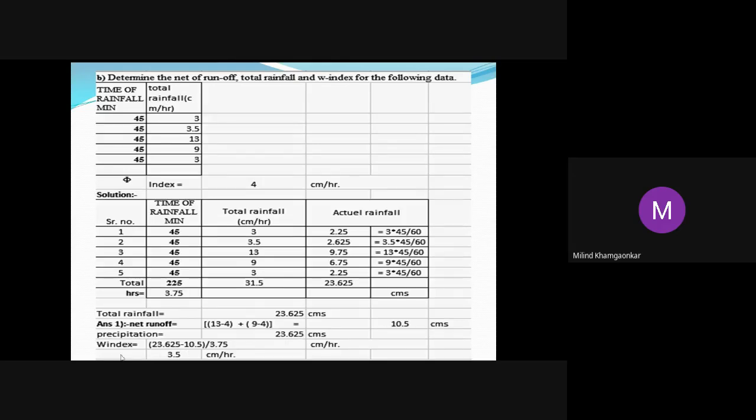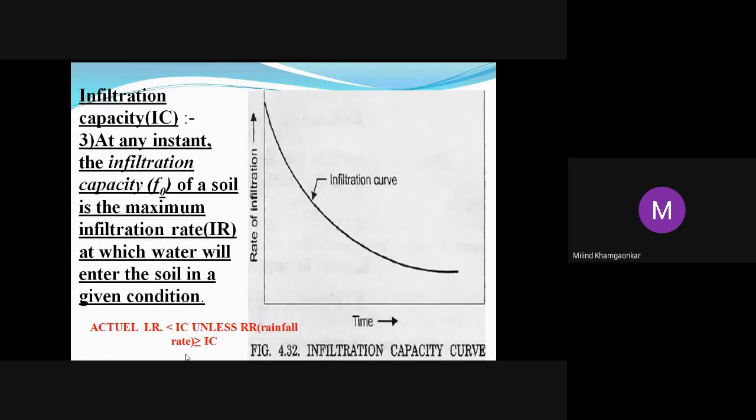Then we have found out the W index, which is equal to the total rainfall 23.625 minus the total runoff 10.5, divided by the total duration of 3.75 hours. So therefore the W index value is 3.5 centimeters per hour. Again, the style is the same. Here also you can see the W index is less than the phi index. So this many numericals are more than sufficient for you to understand. And if you have any query, as has been asked by Mr. Deepak, you can ask me in our next lecture.